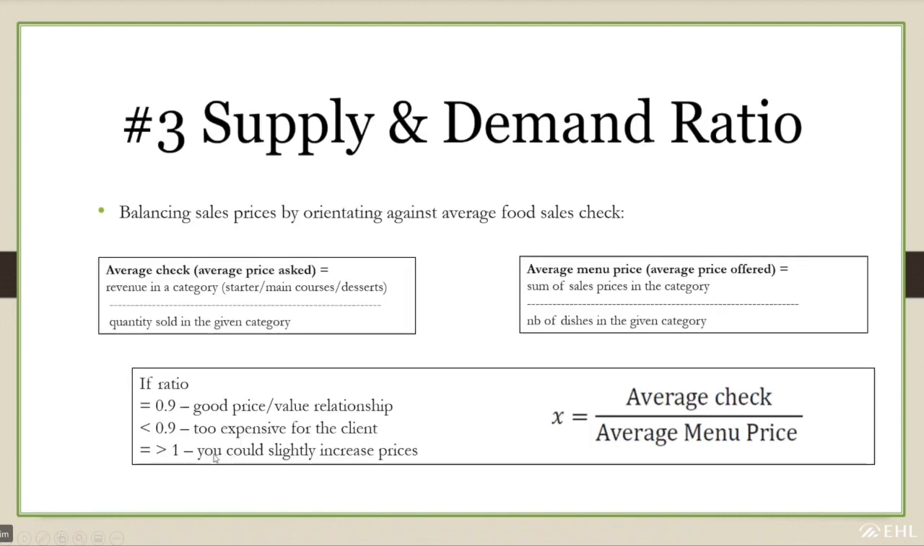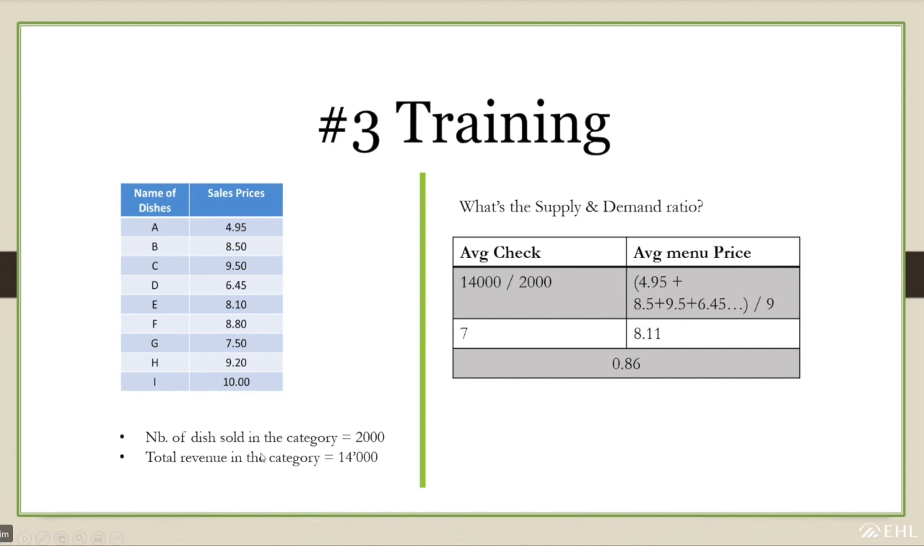So we have here, for example, we said that lower than 0.9 is a bit too expensive for the client, so we should probably slightly cut cost or reduce our selling price.